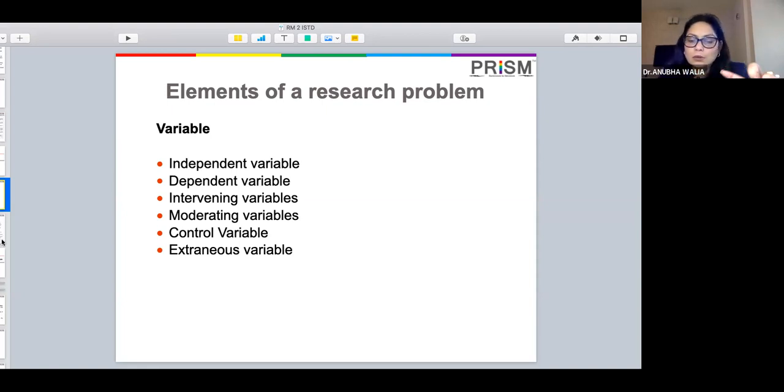Okay, so the variables are of different types. The first one is independent variables. An independent variable is exactly what it sounds like, independent. It is a variable that stands alone and isn't changed by the other variable that you're trying to measure. For example, someone's age might be an independent variable.